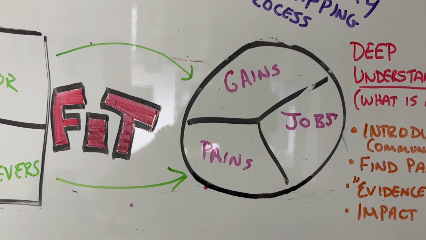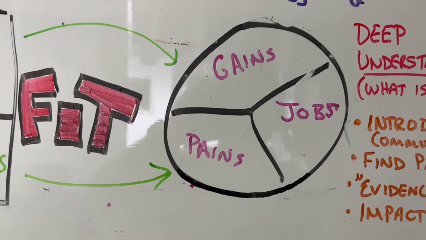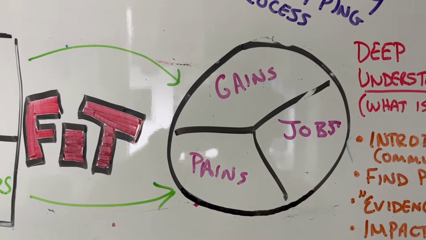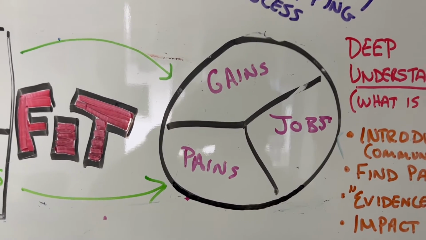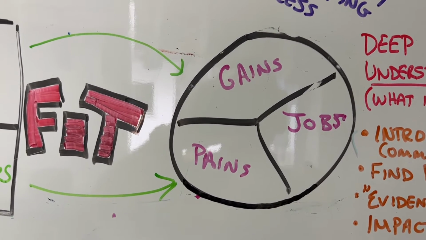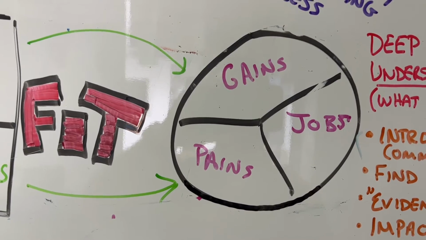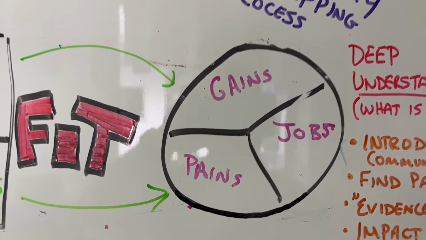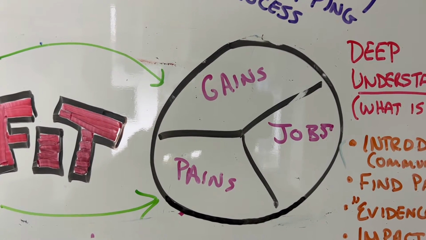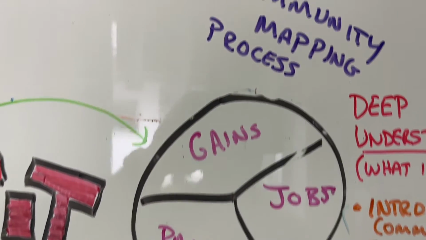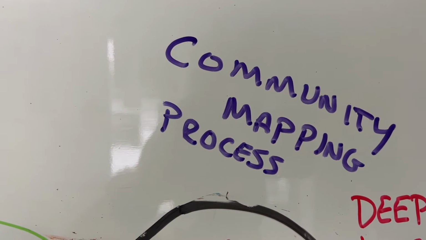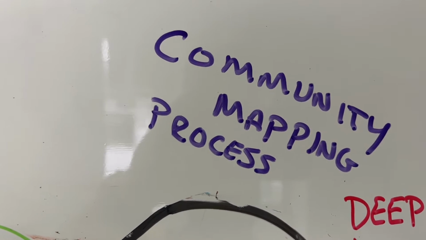In some ways, it's kind of like thinking about things that people want to accomplish or do. And so with any job, there are certain gains or pains. So these are positive things about the experience, things that people enjoy, or annoyances, challenges associated with that job. And so how do you figure out or find out about these jobs, gains, and pains? Well, that's where we do this community mapping process.